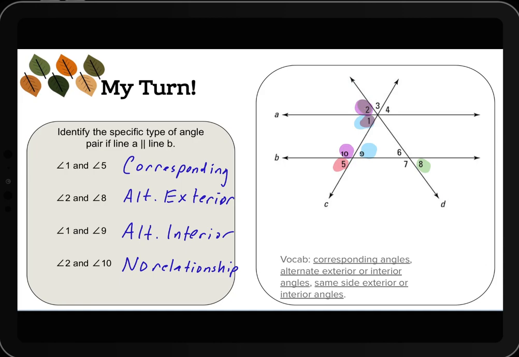And the reason that happens is because of this transversal D cutting this angle here into 2 other angles, which is exactly what it's doing.